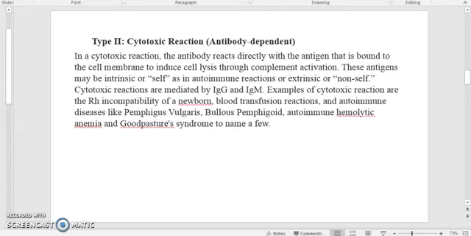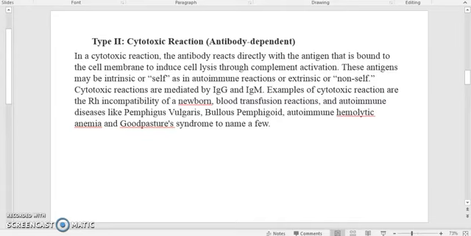A classical example of a type 2 hypersensitivity reaction is the response exhibited by a person who received a transfusion with blood from a donor with a different blood group. And the second example is erythroblastosis fetalis. There are two different antibody mediated mechanisms involved in this cytotoxic reaction.